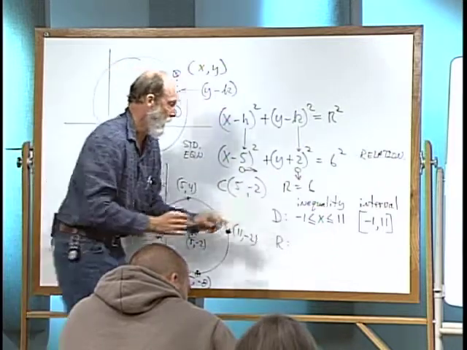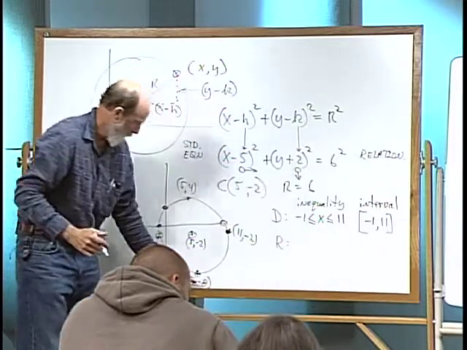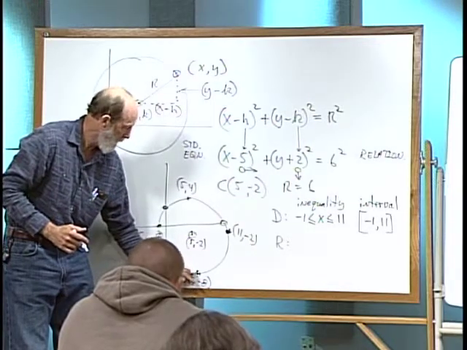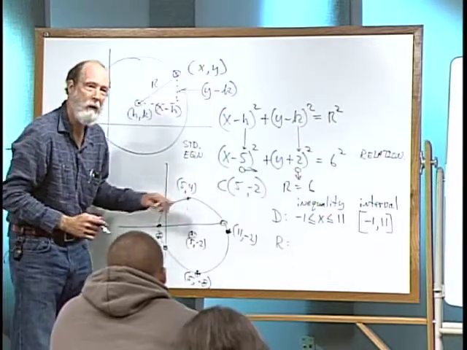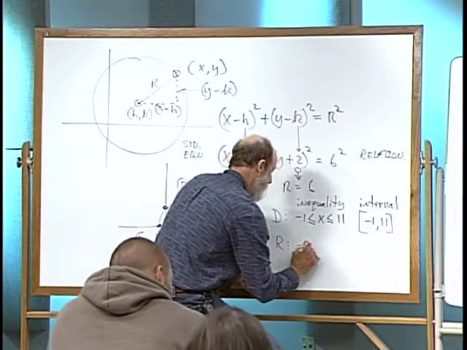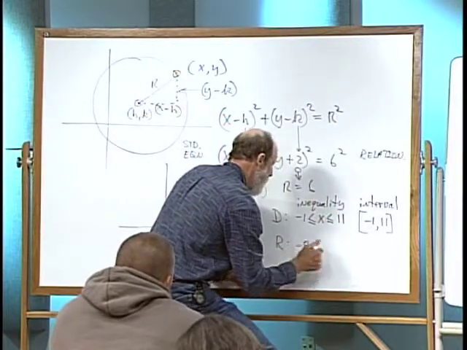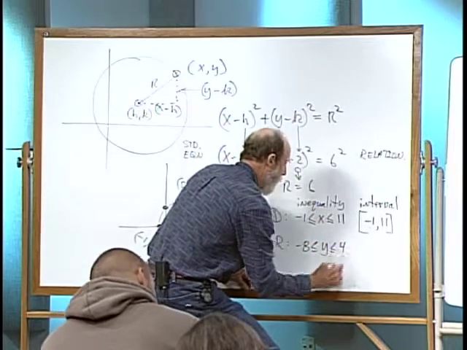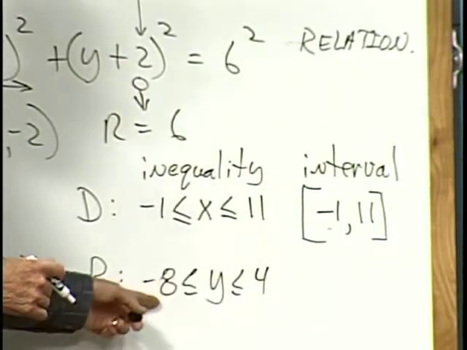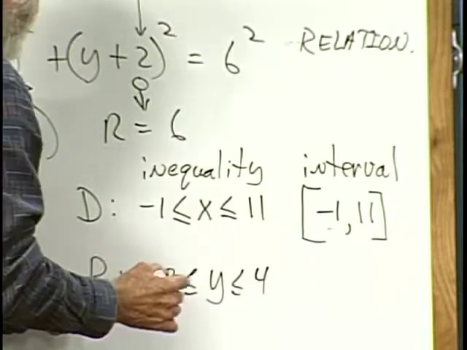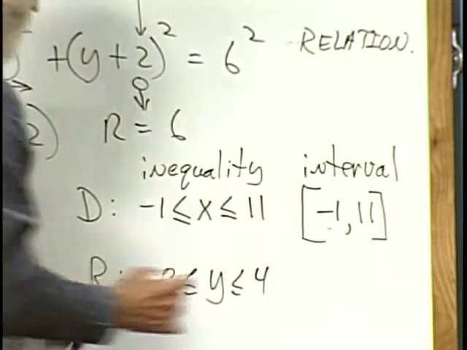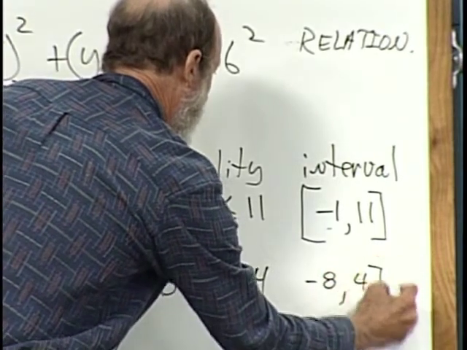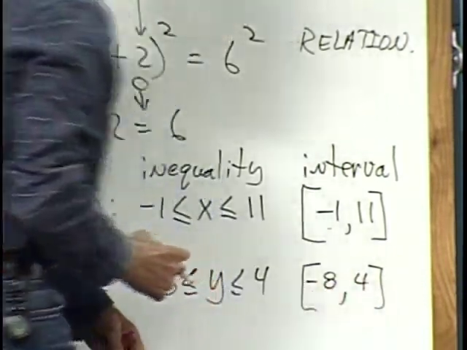Okay. The range varies from how low? Like a water level, -8 up to 4. So -8 less than or equal to y less than or equal to 4. There's a lot of writing there. So we shorthand that by simply going capital R colon -8 comma 4 square brackets, including the endpoints.